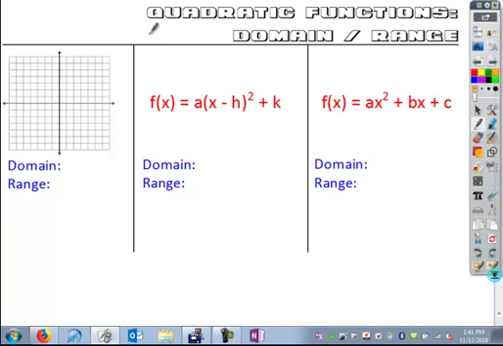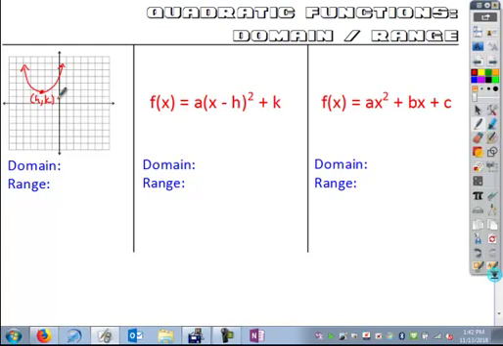I believe this is where we left off, going through the domain and range, specifically of quadratic functions. The domain and range of a quadratic function have a little bit to do with what the graph looks like. If it opens up, then what you're looking for is wherever this vertex is, (h, k). What you can see here is there's no restrictions on the x's, right?